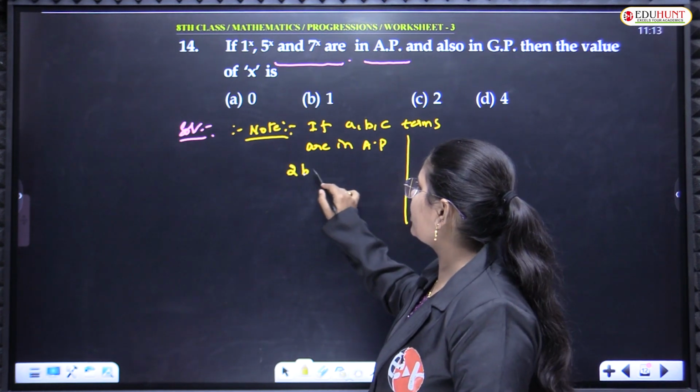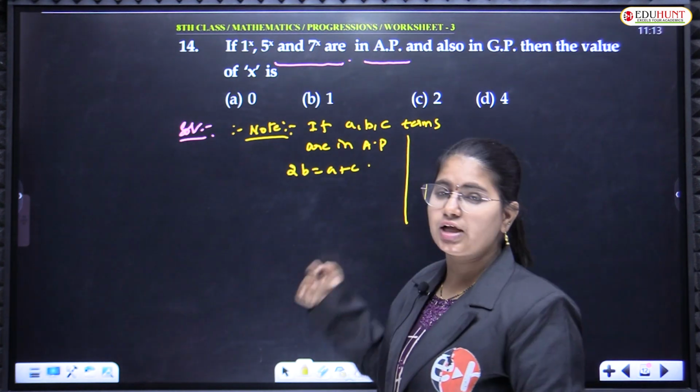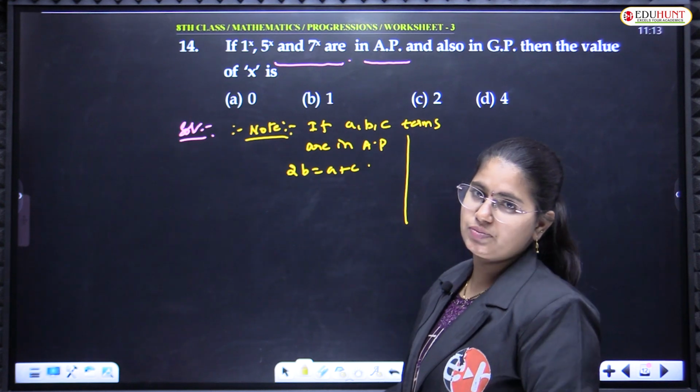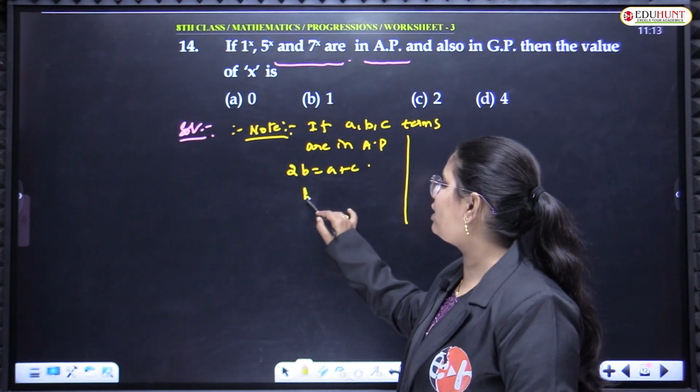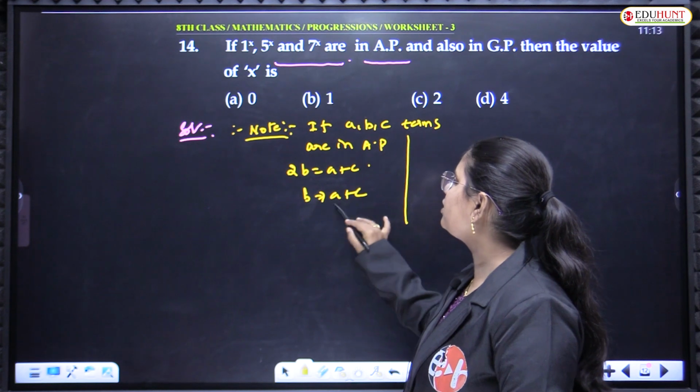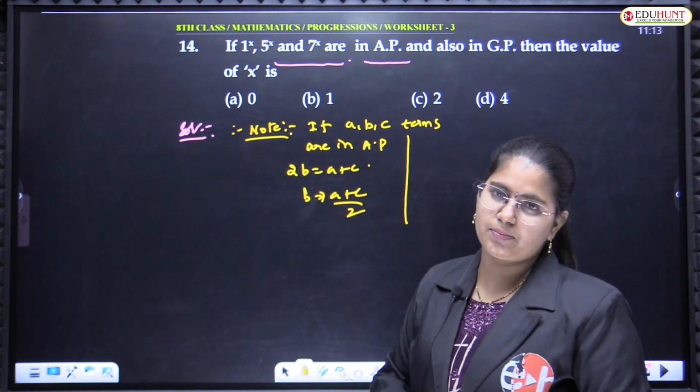Before starting this problem, you are already familiar with this, but I'm just recalling it again. If A, B, C terms are in AP, as in the previous question we have solved, 2B is equal to A plus C. This is the result we have seen in many problems. So from this, the value of B is B equal to (A plus C) by 2.